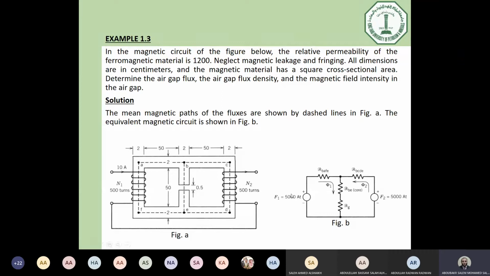So simply now we can convert to electrical circuit form. So this is the MMF, which is equal to I multiplied by N. As you can see, N1 equals N2 equals 500, and the current is 10 amps. So 500 times 10 amp equals 5,000 ampere turn. So this is for source 1 and source 2. Reluctance 1 and reluctance 2 are here, and flux 1 and 2 are coming from the two sources and will flow in the central limb, which has the reluctance of the core, depending on the length BE, and the reluctance of the air gap. So this is now the equivalent circuit.